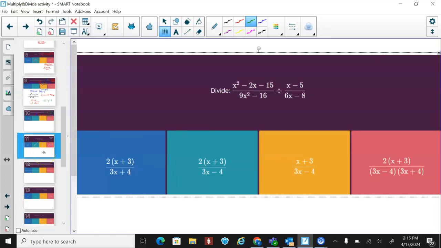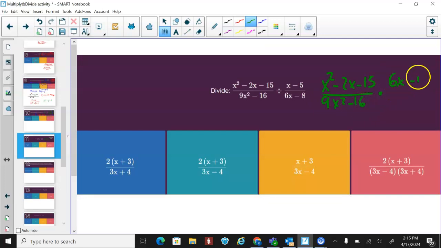All right, next one, it's a division again. So again, keep, change, flip. So we are going to keep x squared minus 2x minus 15 over 9x squared minus 16, and multiply. Now 6x minus 8 goes on the top, and x minus 5 goes on the bottom. We are going to do a times c here. So we're going to find two factors that multiply to negative 15 and add to negative 2. That's 3 and 5, okay? So 3 and 5, and 5 has to be negative.